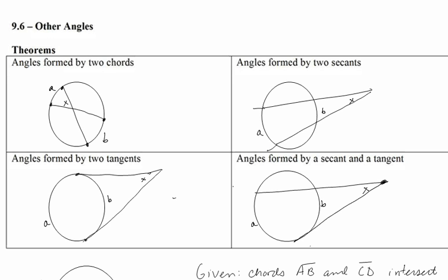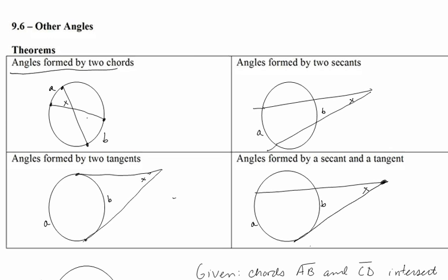Okay, this is the first video for the 9.6 handout that you're supposed to be viewing for your homework. And in 9.6 we learn a couple new theorems and actually two formulas that you're going to see. We'll start with the formulas and then I'll prove several of them. Okay, if you look in the upper left here, we've got a theorem about angles formed between two chords.